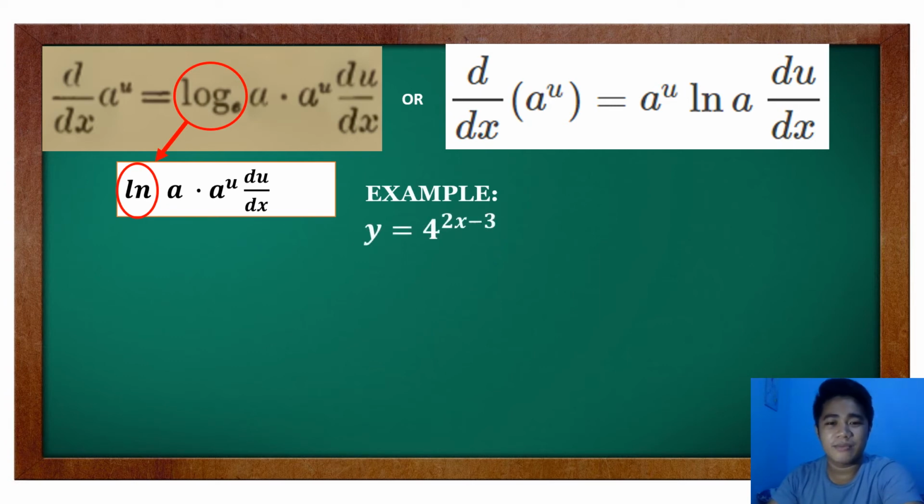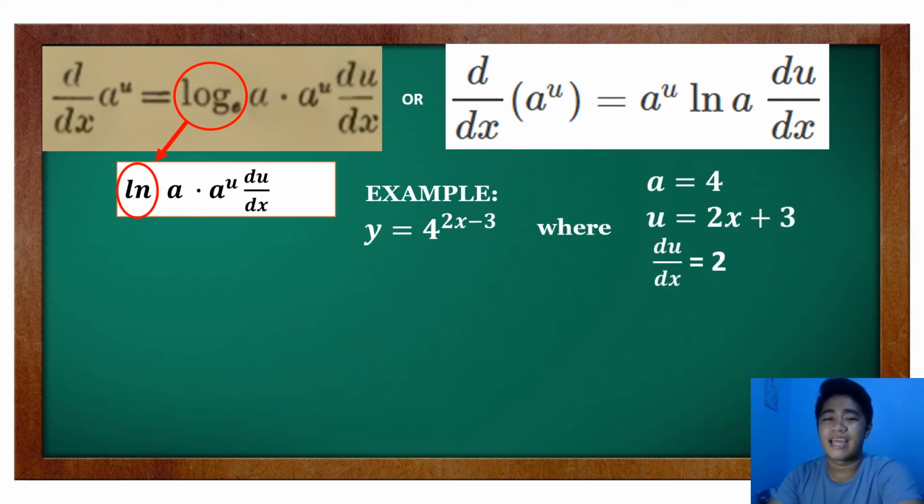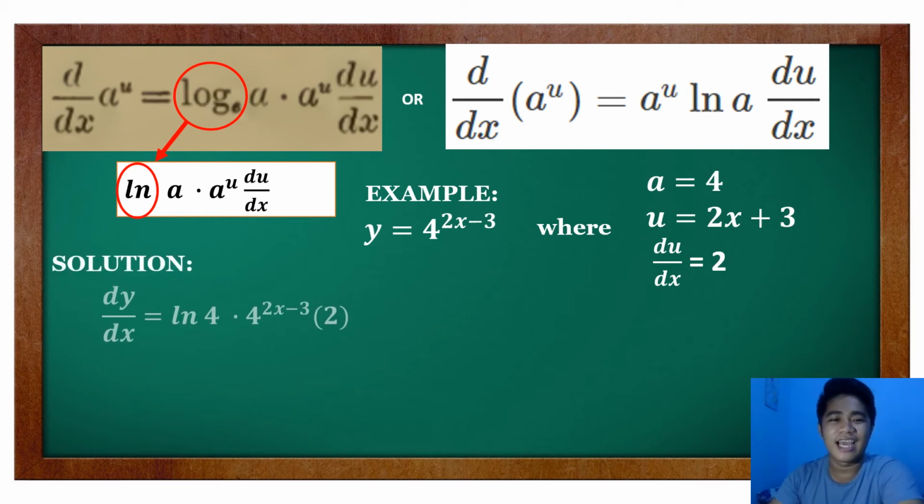Say we have an example, y is equal to 4 raised to the power of 2x minus 3. Our base there is a constant, and that is 4, and our u there is 2x minus 3. Differentiating u, we will have du over dx equal to 2. So now we are ready to substitute that to our formula, and we will have ln of 4, and the a is 4, so that will be multiplied by a raised to the power of u, that is 2x minus 3, and then our du over dx is just 2. So that is how you do that.